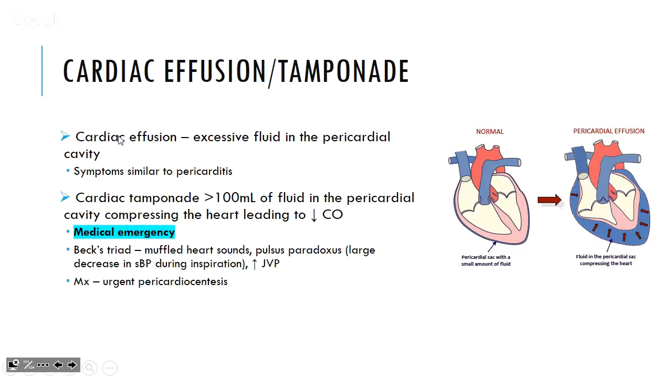Tamponade is an emergency, so you have to treat it immediately with urgent pericardiocentesis. That's when you stick a needle into, like, the second intercostal space to drain the heart. Beck's triad are some of the signs of tamponade. If you see words like muffled heart sounds, pulsus paradoxus, or raised JVP, always think about tamponade. The reason you get muffled heart sounds is because it's filled with fluid. The fluid is in between your stethoscope and the heart itself, so that's why you get decreased, muffled heart sounds.